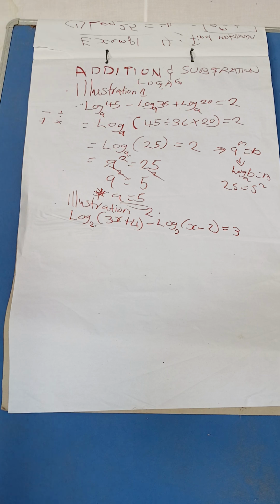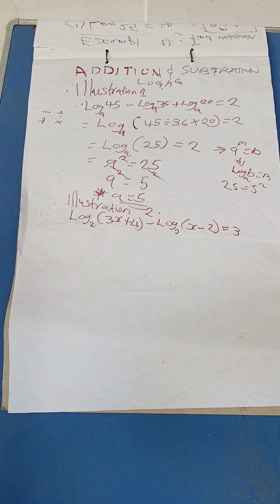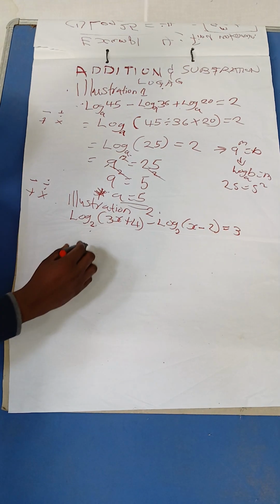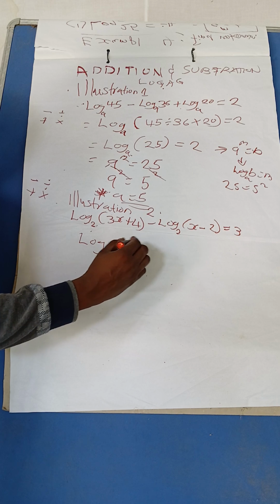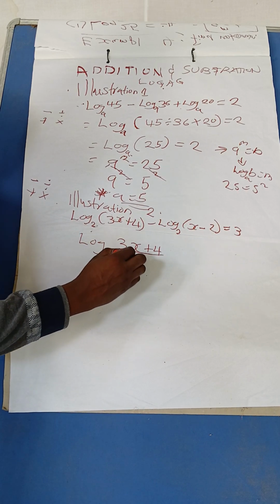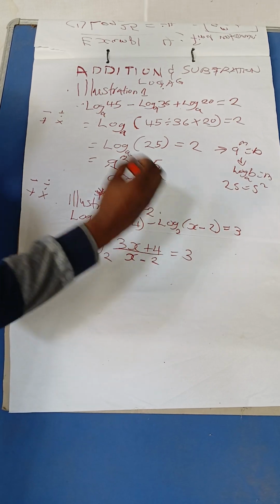What do you do? It will be now, because the bases are the same and we have subtraction there. Subtraction means we are dividing. So not this one. Subtraction, you are dividing. Addition, you are doing multiplication. So because bases are the same, it will be log base 2, 3x plus 4, you divide by x minus 2 is equal to 3.